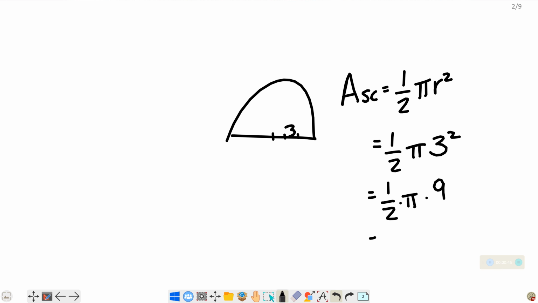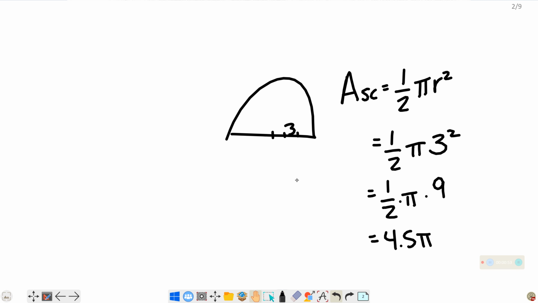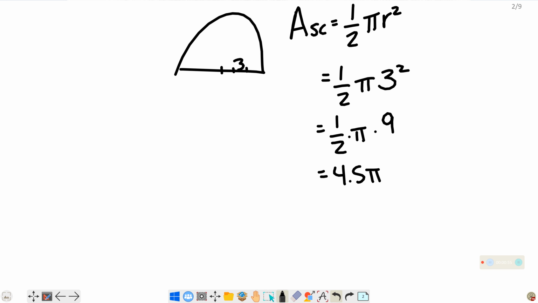Half of 9 is 4.5, so you can rewrite it as 4.5 pi if it's looking for an exact answer, but if we are approximating, you can use 3.14 or your pi button, and it's going to come out to about 14.13. And remember, it's square units because area is two-dimensional.